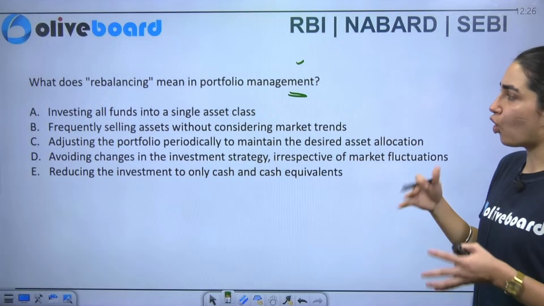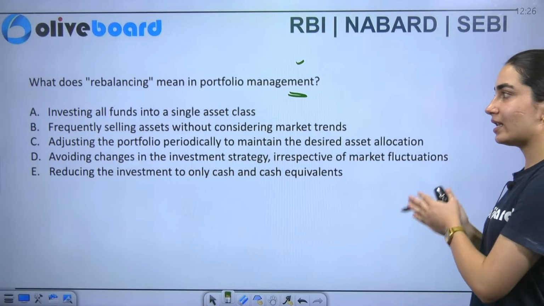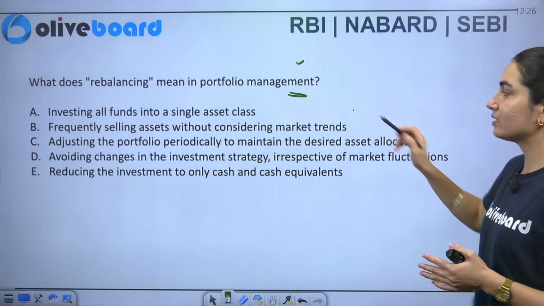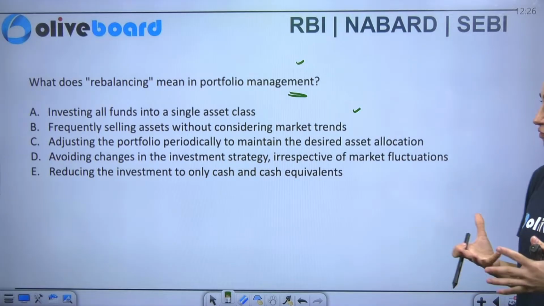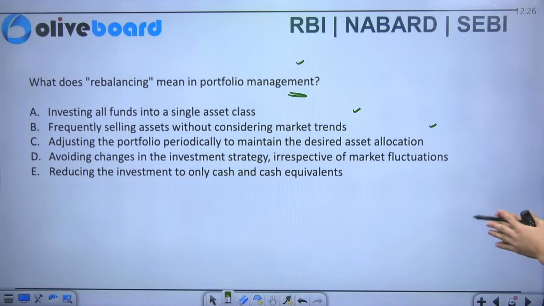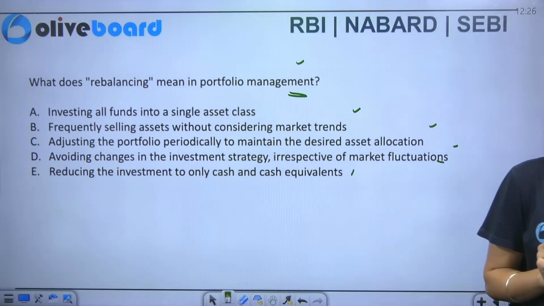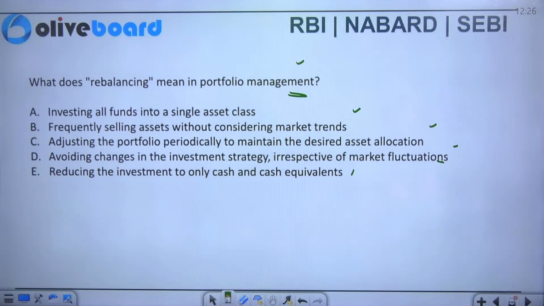Is it investing all funds into a single asset class? Is it frequently selling assets without considering market trends? Is it adjusting the portfolio periodically to maintain the desired asset allocation? Is it avoiding changes in the investment strategy irrespective of market fluctuations? Or is it reducing the investment to only cash and cash equivalents? Which one is the correct answer? Akshay says C. What about other individuals? Aditi says C.